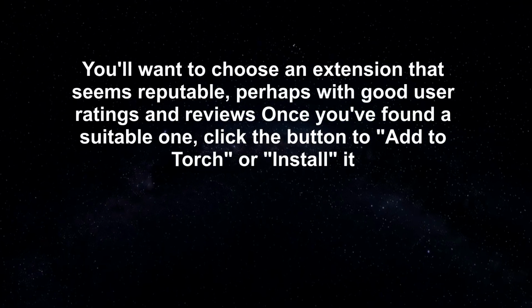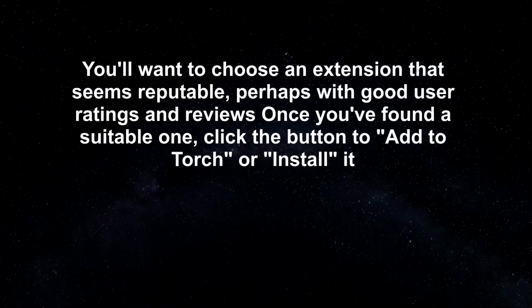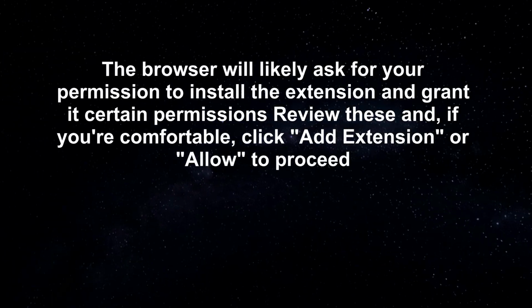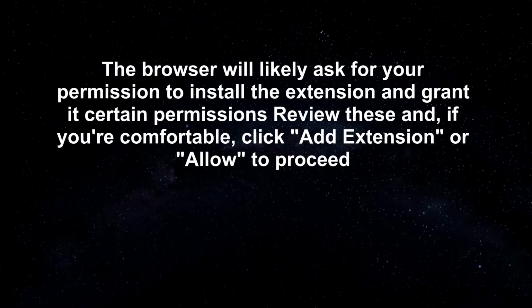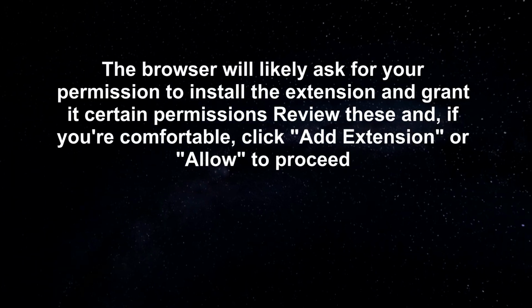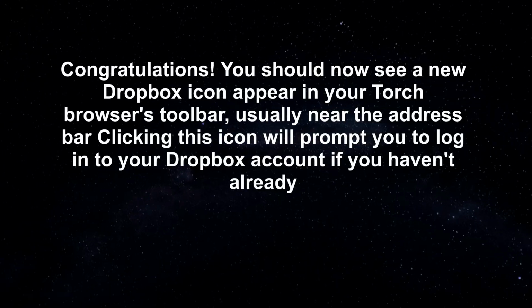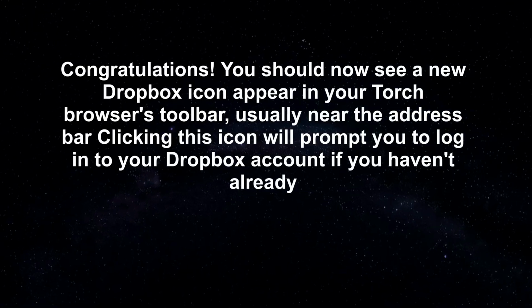Once you've found a suitable one, click the button to add to Torch or install it. The browser will likely ask for your permission to install the extension and grant it certain permissions. Review these, and if you're comfortable, click Add Extension or Allow to proceed. Congratulations! You should now see a new Dropbox icon appear in your Torch browser's toolbar, usually near the address bar.